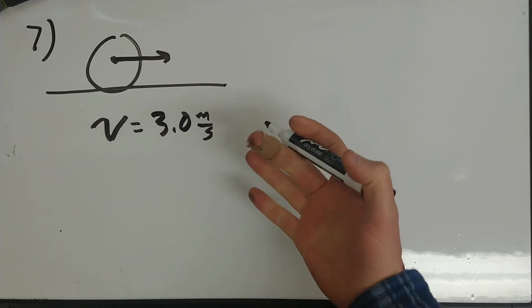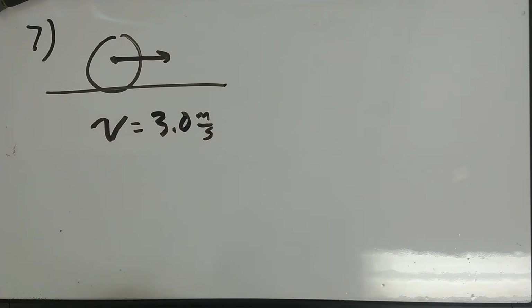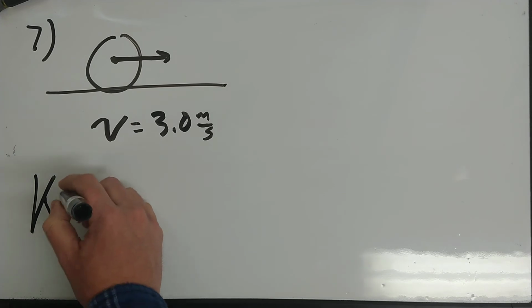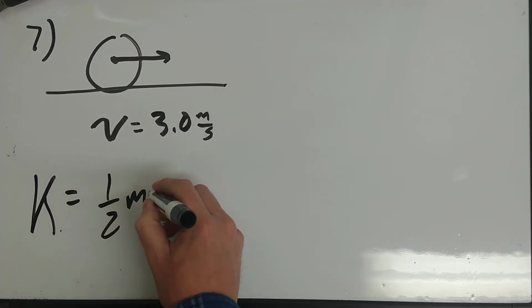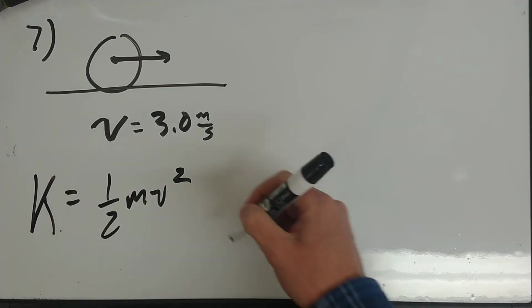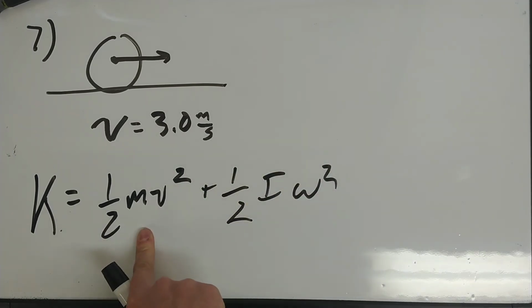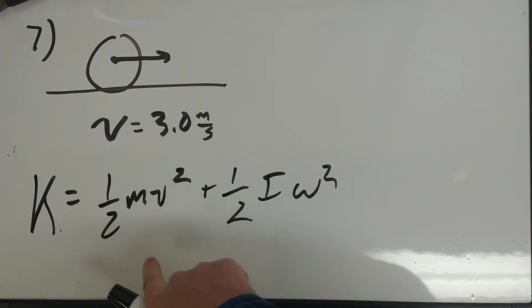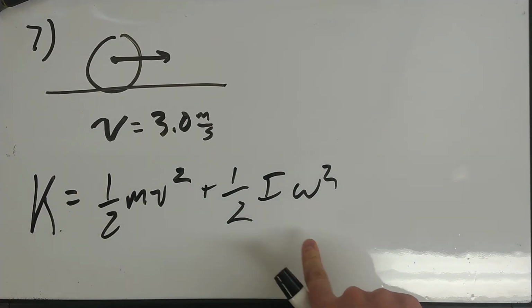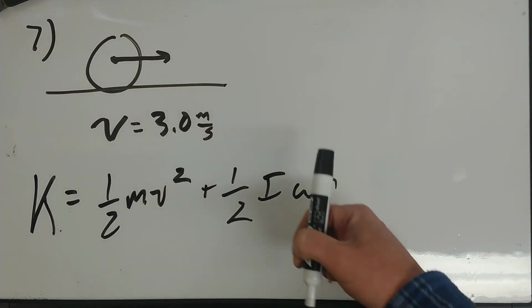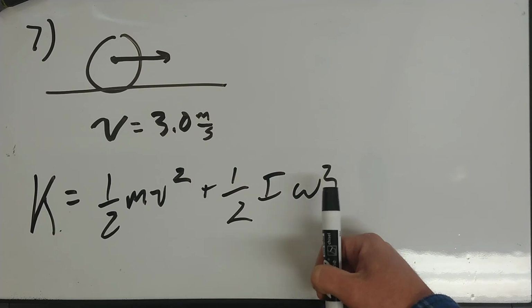I don't need to say total. I could say just determine the kinetic energy of the ball. And most of you would just say, okay, that's 1/2 mv squared. Slow down. Plus 1/2 I omega squared. It's the translational kinetic energy and the rotational kinetic energy added together. So this is a little confusing at first, especially if you've never learned about this. But it needs to be accounted for.